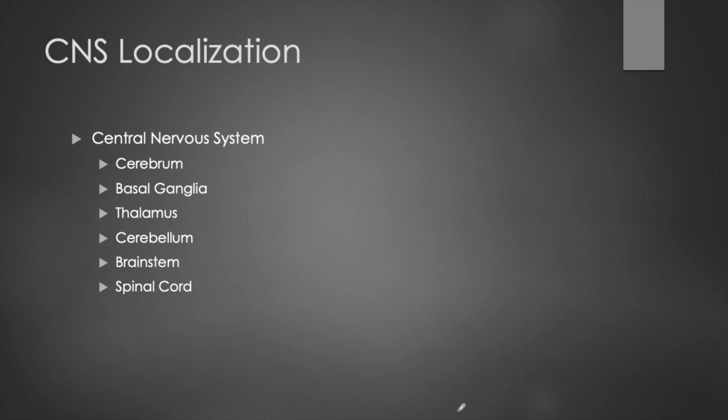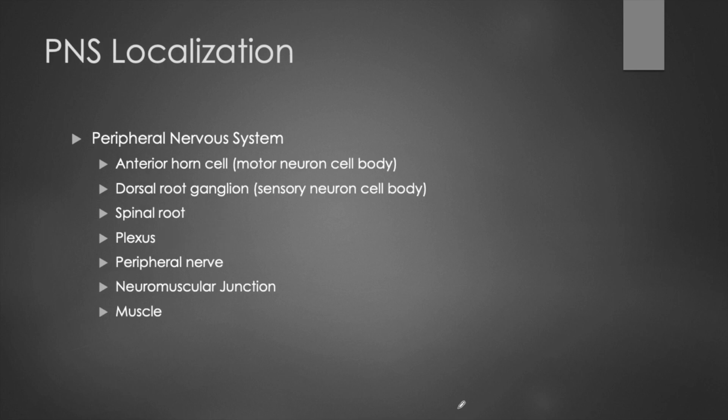Here's a list of different potential localizations that can occur with the central nervous system. There's the cerebrum, which consists of the cortex and its underlying white matter. The basal ganglia and thalamus are deeper structures beneath the cerebrum. The cerebellum and brainstem are more caudal in the posterior fossa. And lastly, the spinal cord is part of the CNS. The peripheral nervous system is all of the nervous system outside of the brain and spinal cord. There are a number of different potential areas where problems can localize in the peripheral nervous system as well.